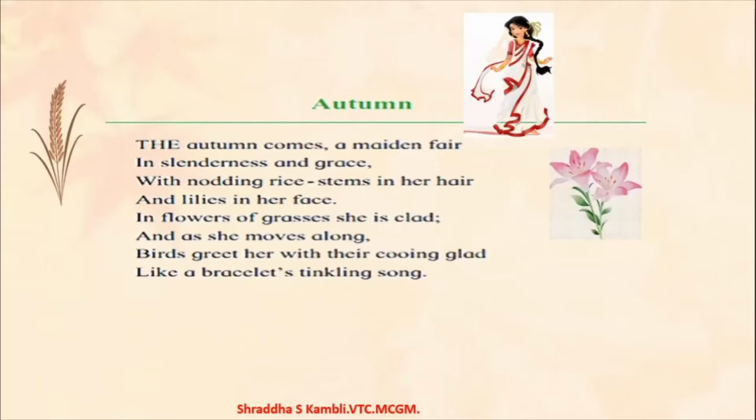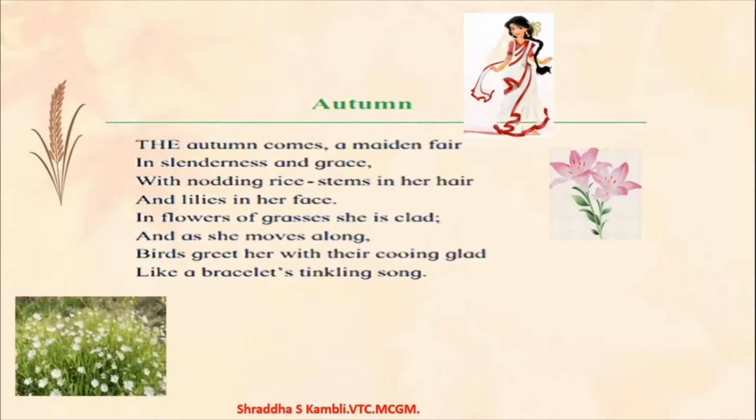In addition to this, she's also worn flowers of grass; in flowers of grasses she is clad. You can see, when you go to places where there is extensive grassland, a lot of tiny flowers in the grass. So her clothes are like these flowers of grass. She's not wearing dry grass or brown grass, she's wearing green grass in which there are a lot of flowers also.